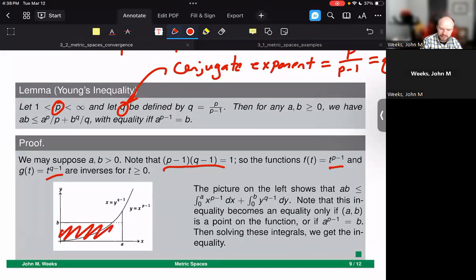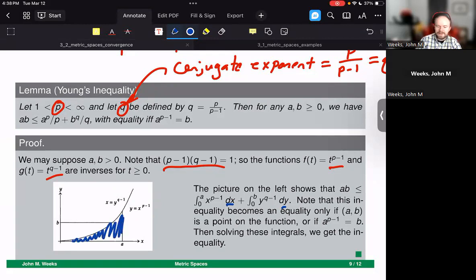The picture on the left here shows that if you're looking at the rectangle, everything inside of this area from a to b is going to be less than or equal to the two following integrals added together. This one being a dx integral, this one being a dy integral. Here, this is the function y equals x to the p minus 1.